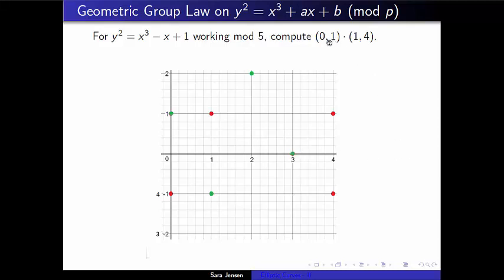So if I were to compute (0, 1) plus (1, 4), I'd find that third collinear point, (3, 0), and then look at its reflection across the x-axis. And in this example, that's also (3, 0). And that's how I compute my group law.